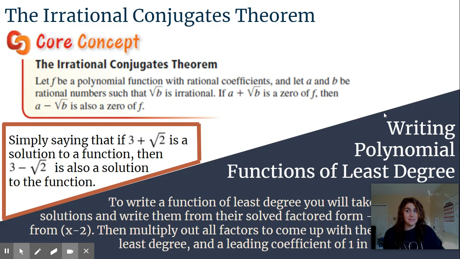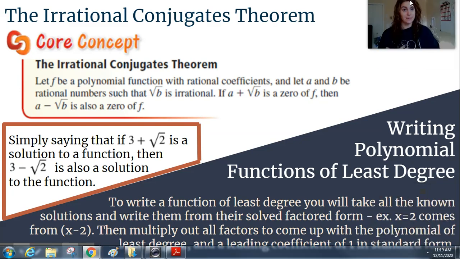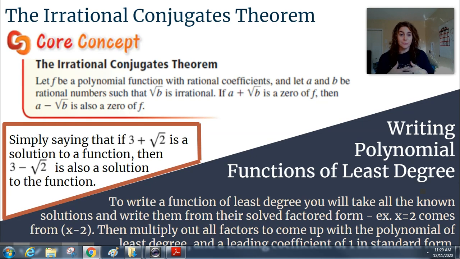Our next thing is what we call the irrational conjugates theorem. So this is going backwards. And we've done this with quadratics. I've given you the solutions of a quadratic, and you went backwards and were able to write me a given quadratic that they came from.